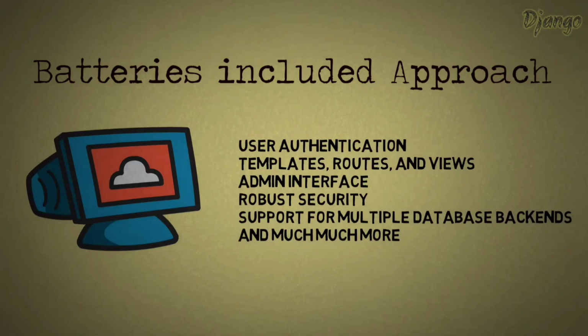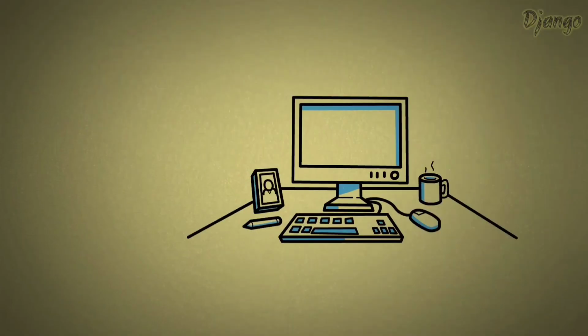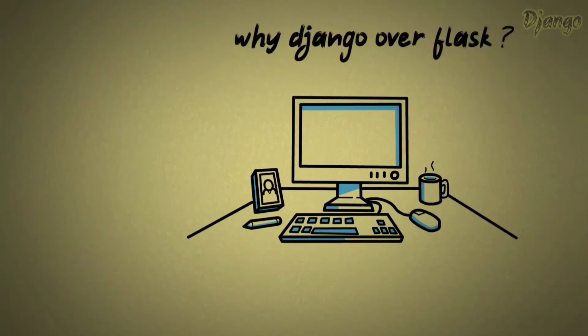Django basically provides user authentication, templates, routes and views, an admin interface, robust security, support for multiple database backends, and much more. This approach allows web developers to focus on what makes a web application unique rather than reinventing the wheel every time for standard secure web application functionality.